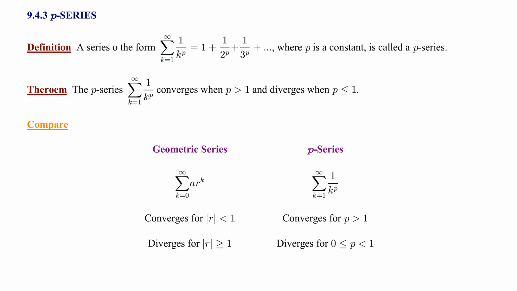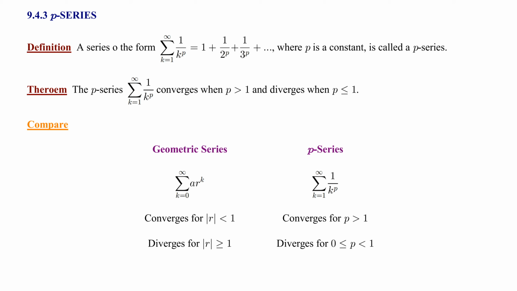For section 9.4, we've already covered the divergence and integral tests. Now we're going to examine a specific pattern of series called a P series. Here's the definition of a P series. A series of the form sum from k equals 1 to infinity of 1 over k to the p, which expands as 1 plus 1 over 2 to the p plus 1 over 3 to the p, and continuing, where p is a constant, is called a P series.